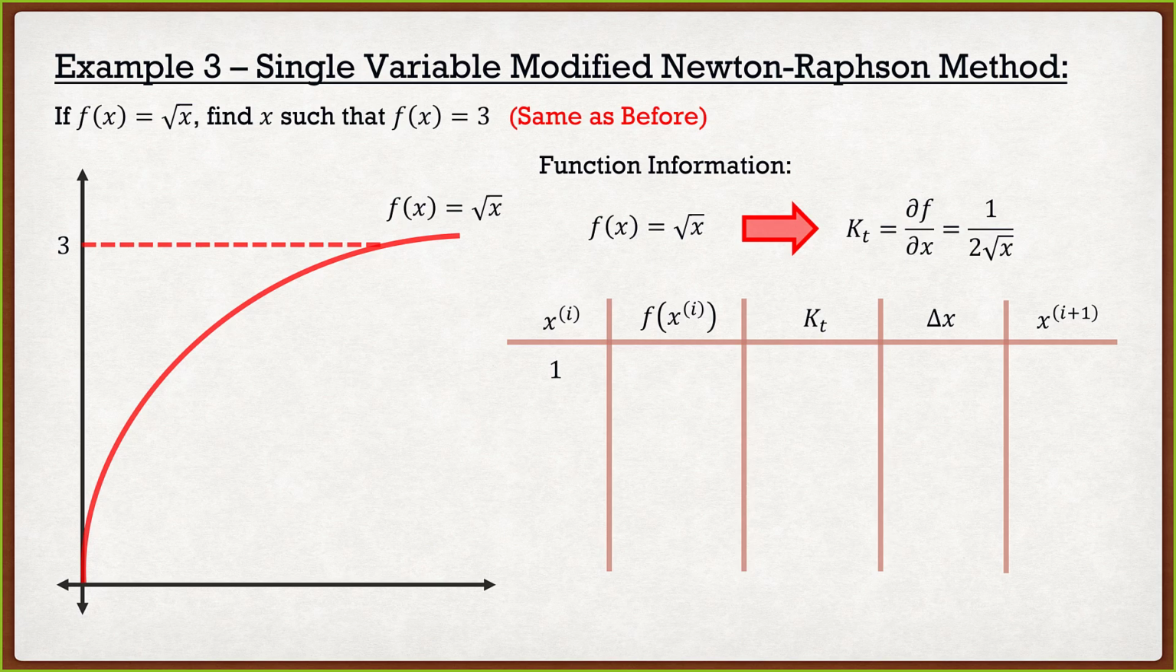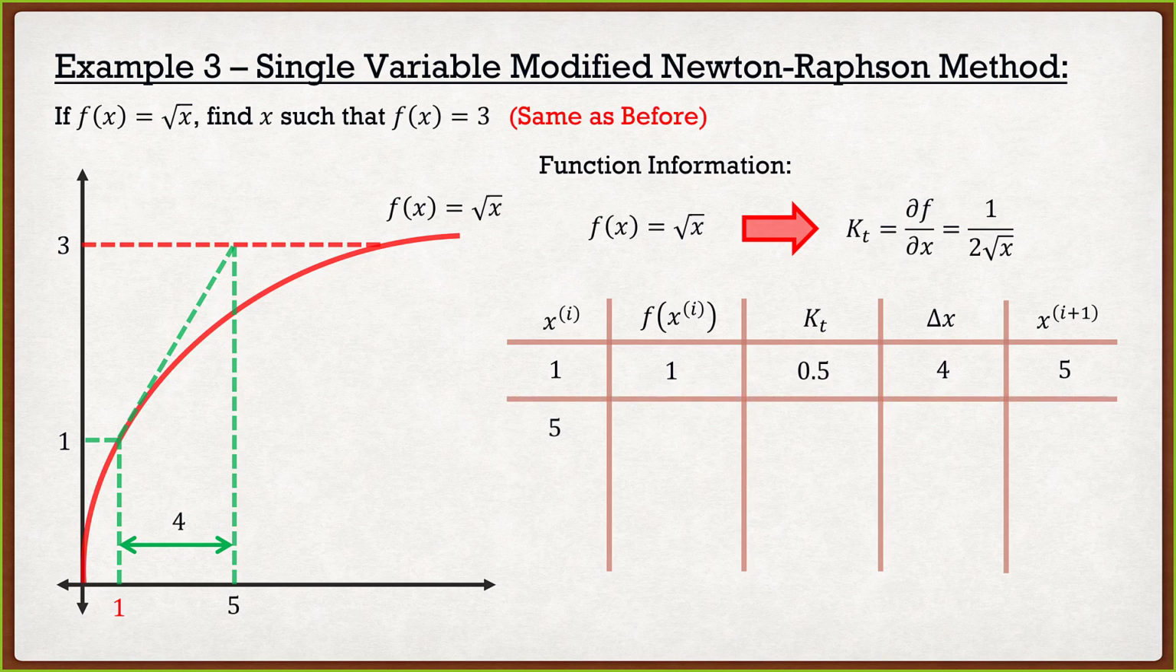Just like before, I'm going to say my initial guess is 1. On our chart, that's over here. I can evaluate my function at 1, which is going to be 1. So on my chart, that's right there. This just goes to show how horribly off my scale is, so I apologize for that, but hopefully it doesn't bother you too much. Just like before, we're going to proceed. We calculate KT, which is 0.5. On our graph, we have our tangent line slope, and we're able to find delta x, which is 4. Up until this point, absolutely nothing has changed. Our new guess, xi plus 1, is going to be 5. So we carry that downwards into our next initial guess.